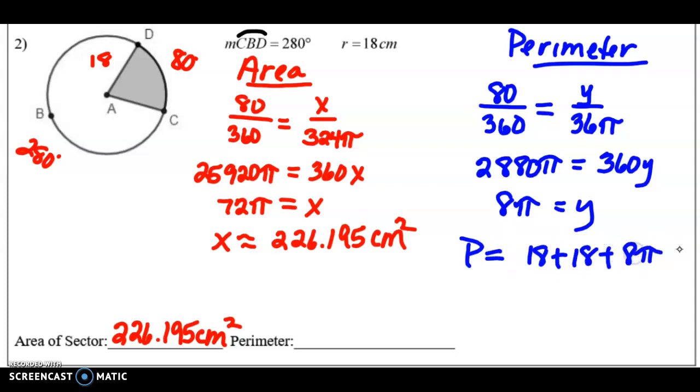And again, we are going to do that as a rounded answer, as a decimal. And that would approximately be 61.133, and that's in centimeters.